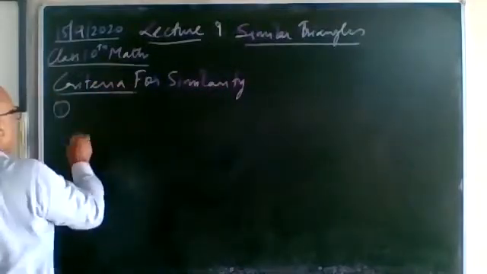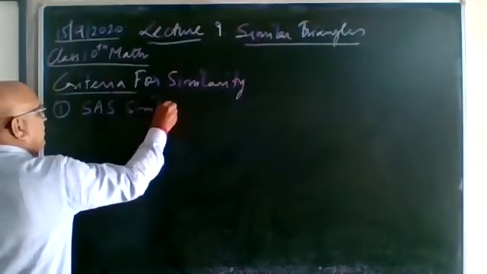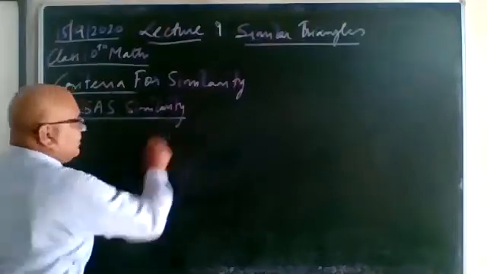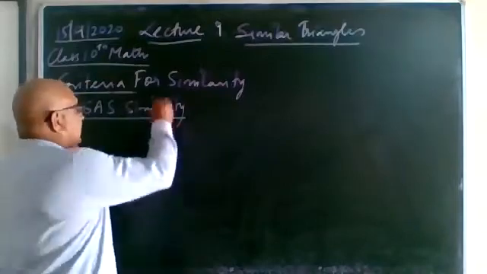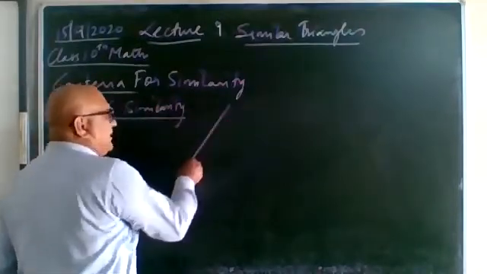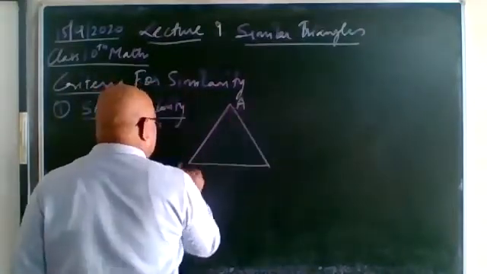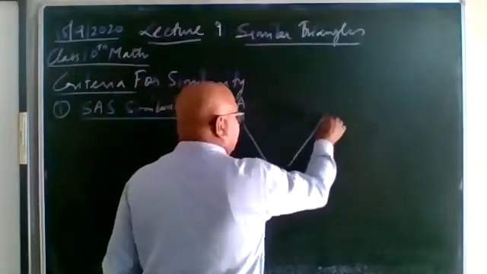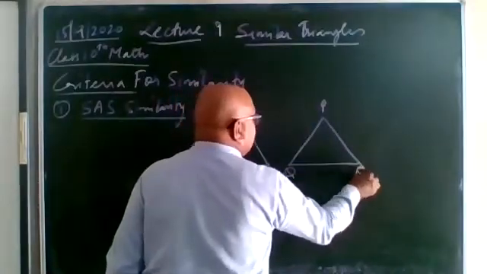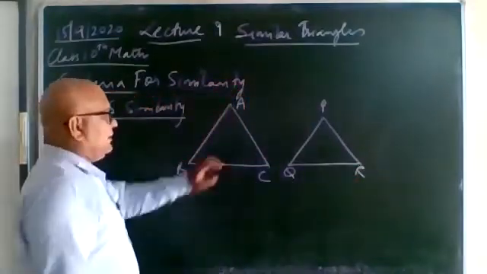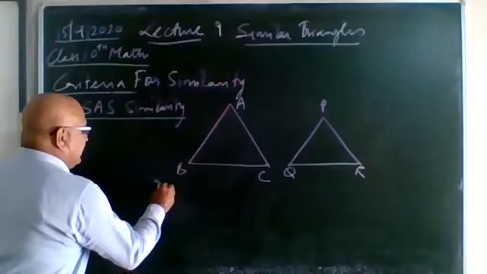First, SAS similarity. Now, SAS similarity, I am giving the general information here. So you will be making two triangles. Now triangle ABC, and another triangle PQR.